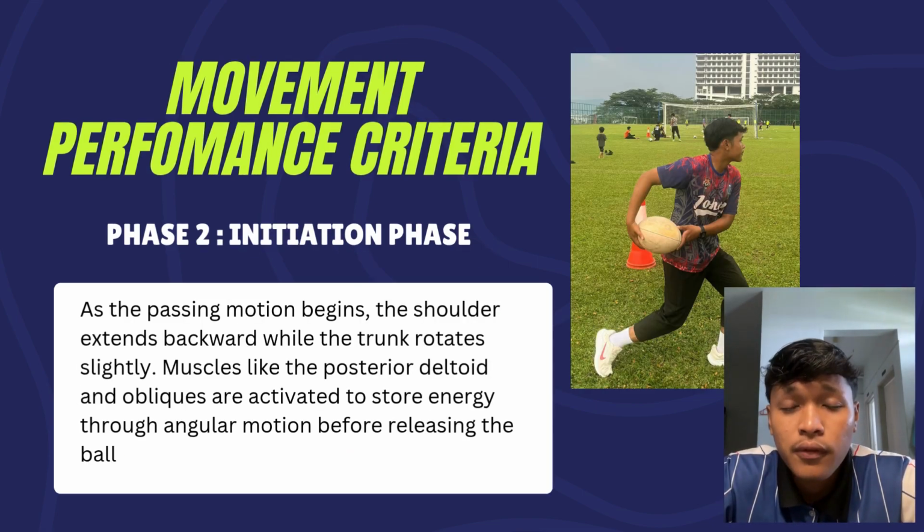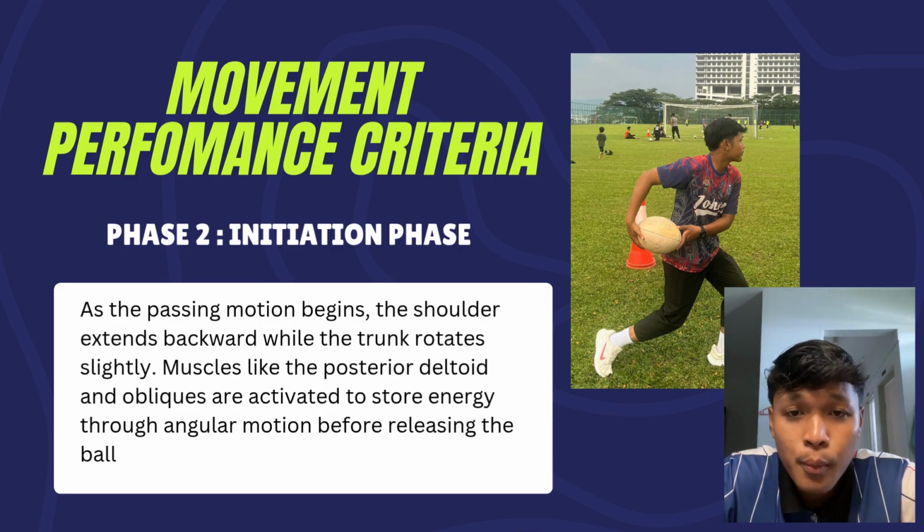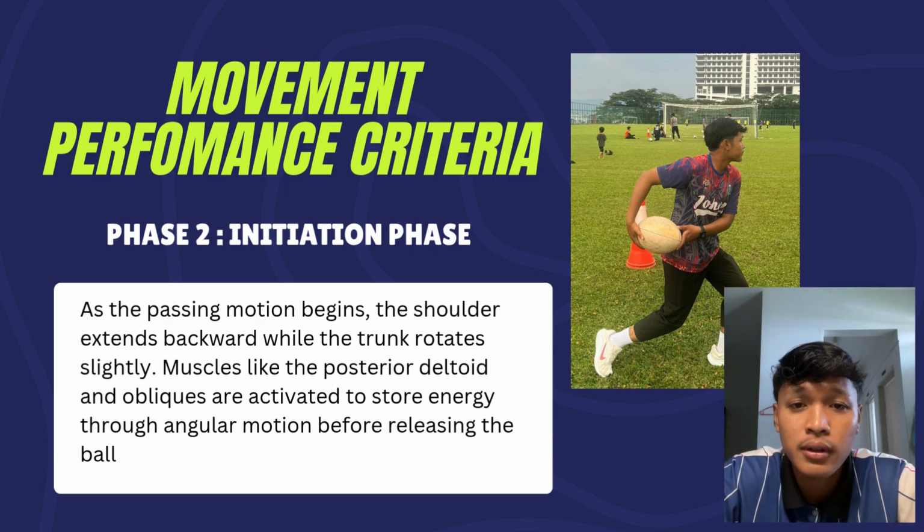Okay, phase 2 is the initiating phase. As the passing motion begins, the shoulder extends backward while the trunk rotates slightly. Muscles like the posterior deltoid and obliques are activated to store energy through angular motion before releasing the ball.